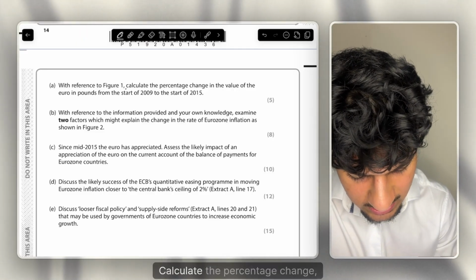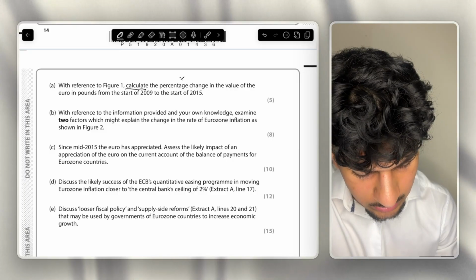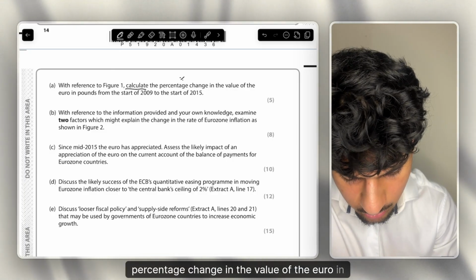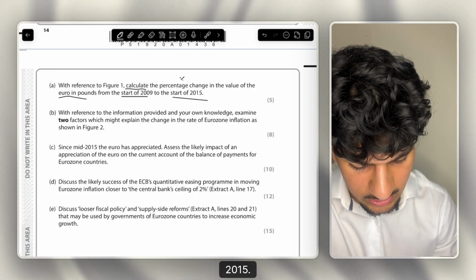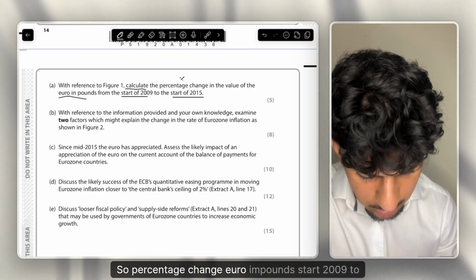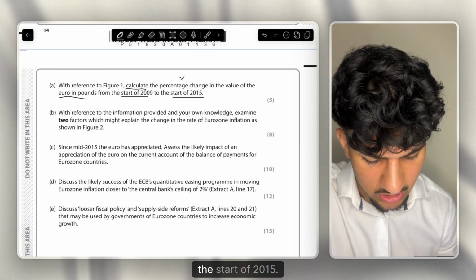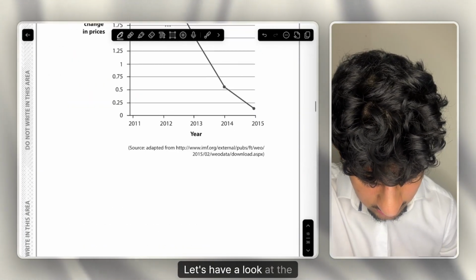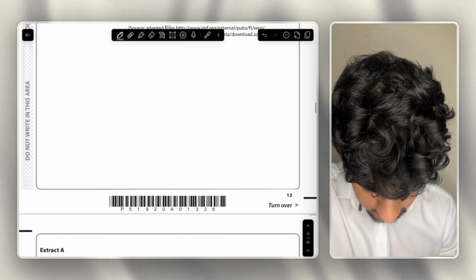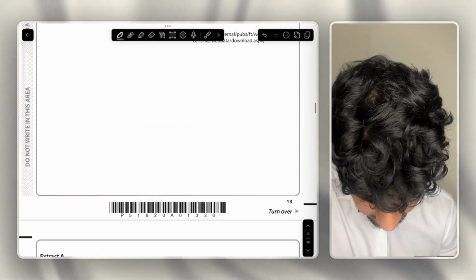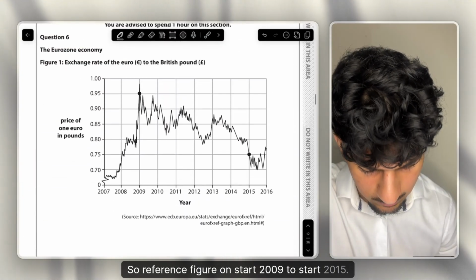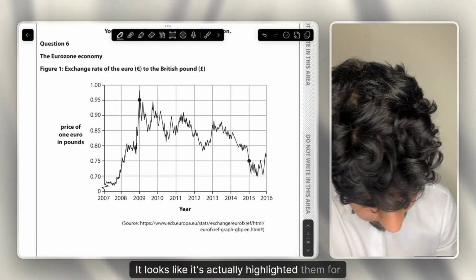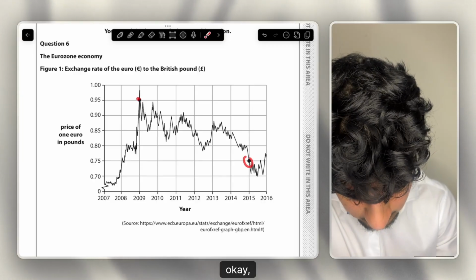So what's the question? Calculate the percentage change in the value of the euro in pounds from the start of 2009 to the start of 2015. So percentage change, euro in pounds, start of 2009 to the start of 2015. Let's have a look at the figures. Does it say figure 1? Yeah, figure 1. So reference figure 1. It looks like it's actually highlighted them for us, so there are 2 little circles here. So what is it?